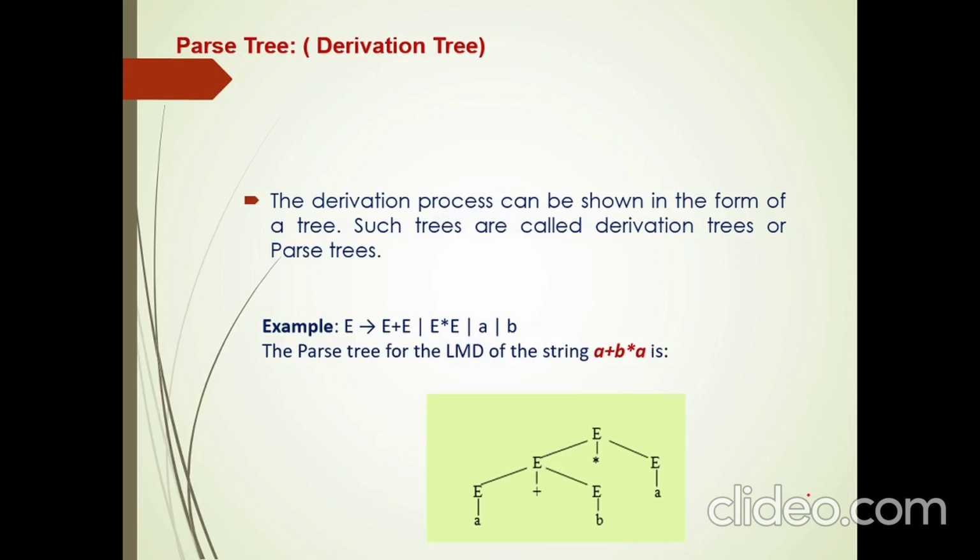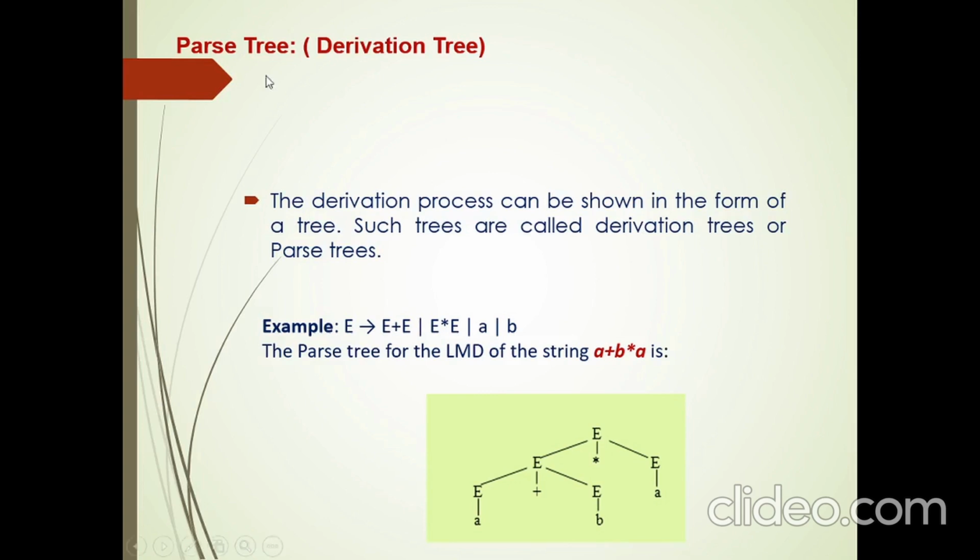Let us see the parse tree. The derivation process can be shown in the form of a tree. Such trees are called derivation trees or parse trees. Or we can tell it is the grammatical structure of the string. So parse trees can also be expressed as the grammatical structure of the string. Let us see how to construct a grammatical structure or a parse tree for A plus B star A.